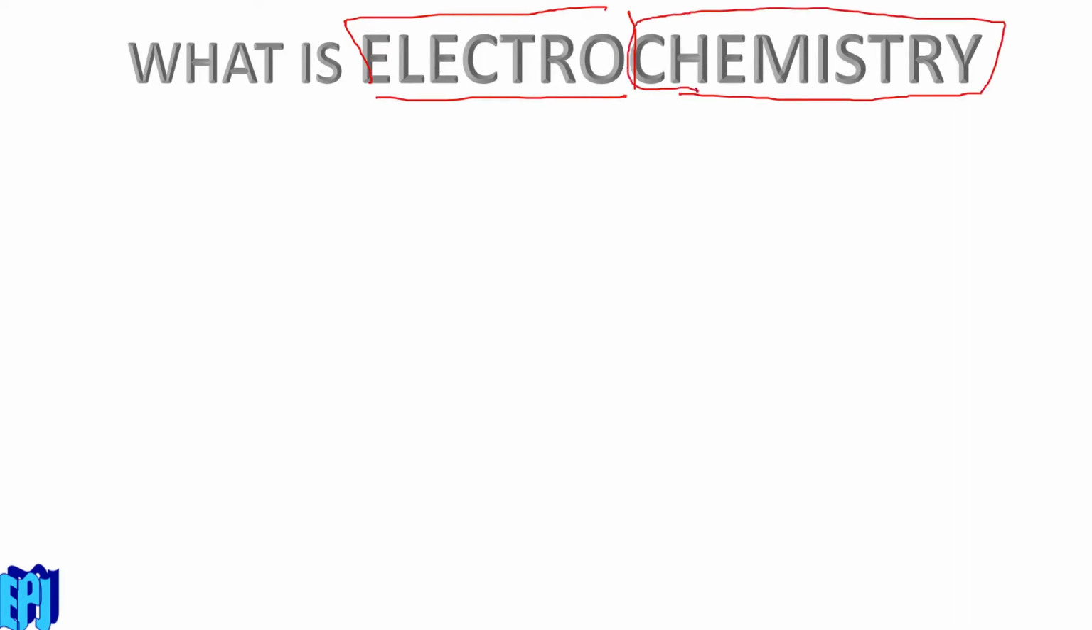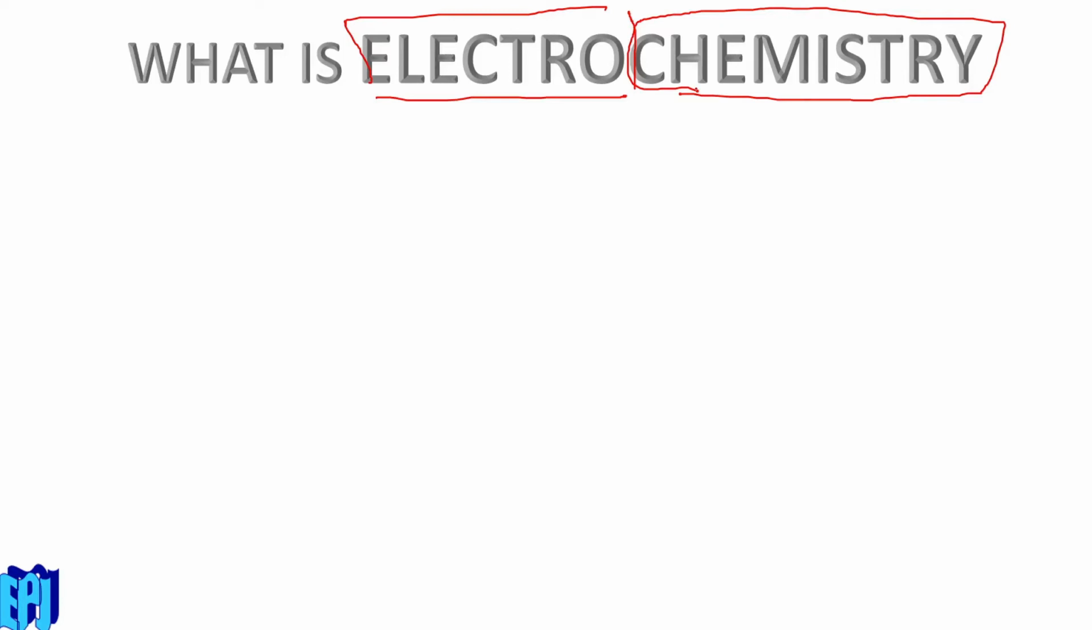So when you combine these two terms, I can say that this is a branch of chemistry, a section of chemistry which deals with electro. What do you mean by electro? A number of interpretations can be given for the term electro. Electro can be read as electricity or electrons. So mainly these are the two concepts or ideas which are dealt with in this particular module. Did you get it? Yes.